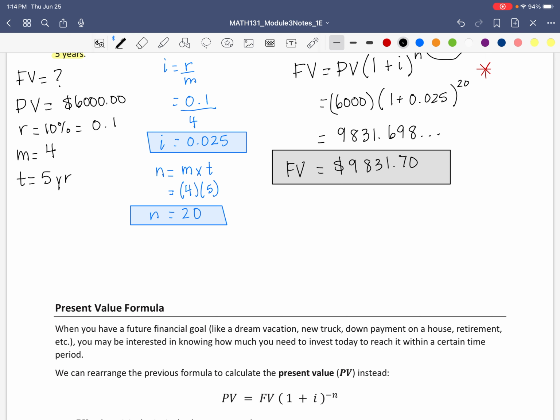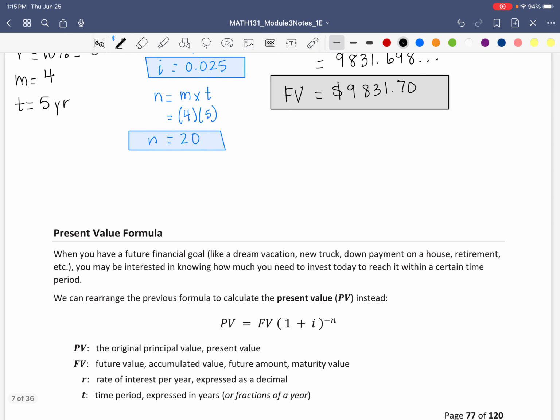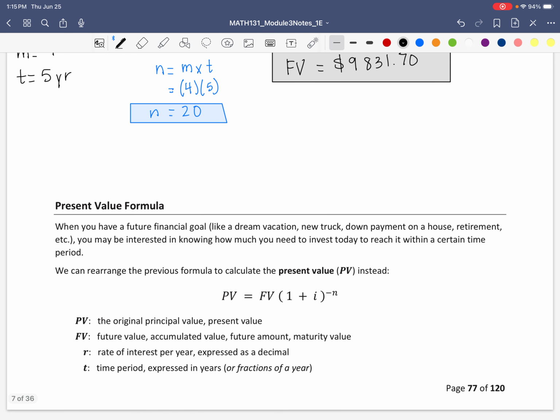Okay, so no new variables for this next equation. However, we're taking our original equation for future value and we're just rearranging it to solve for present value.